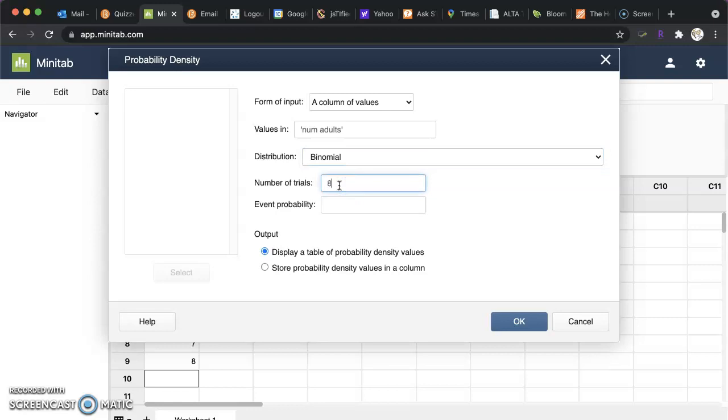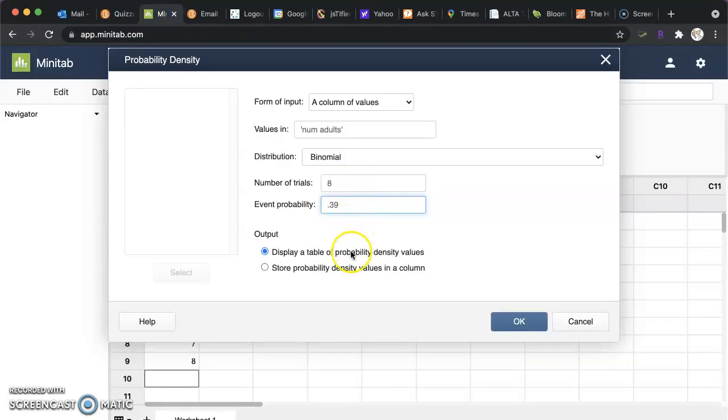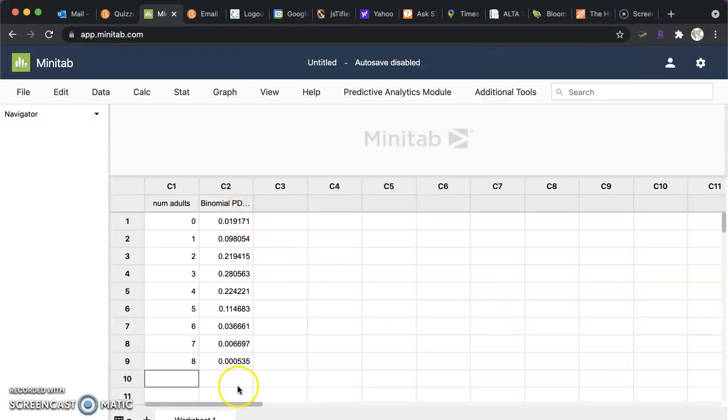There are 8 trials because we said there were 8 people in our sample. For the event probability, you have to put it in as a probability, which is always a number between 0 and 1. So instead of percent form, which the problem gave us, you have to put it in as 0.39. We can display a probability table in Minitab, but I like to store it in a column, so I'm going to tell it to store it in a column. And there we have it.